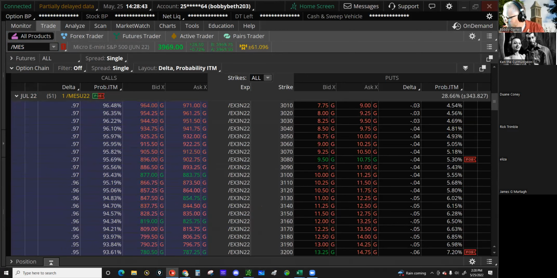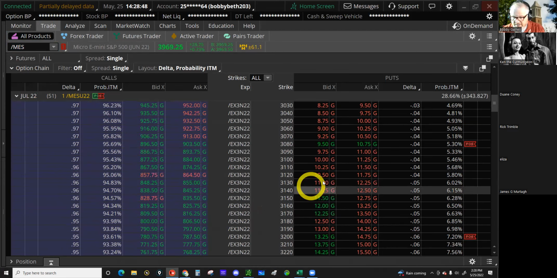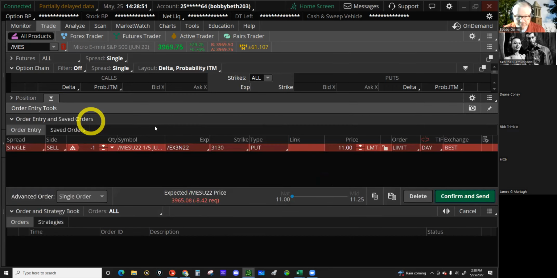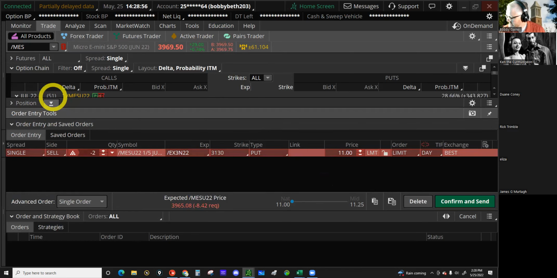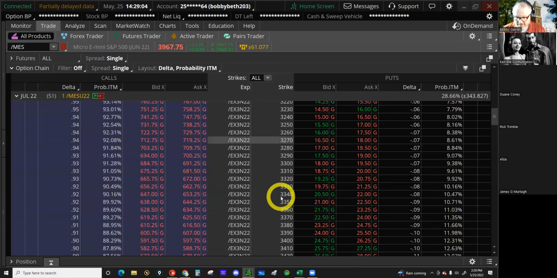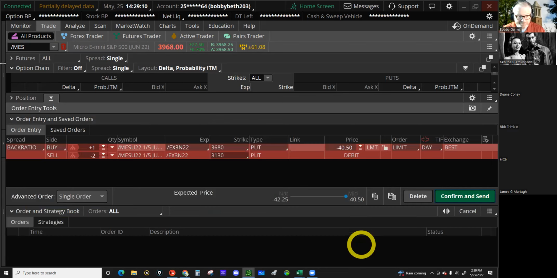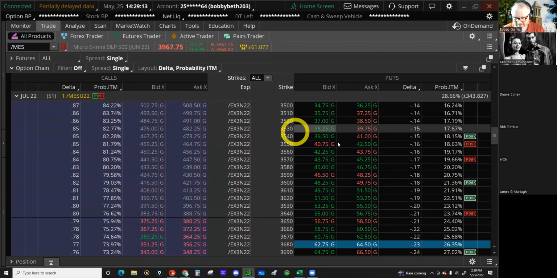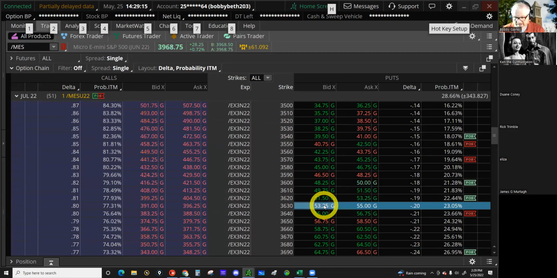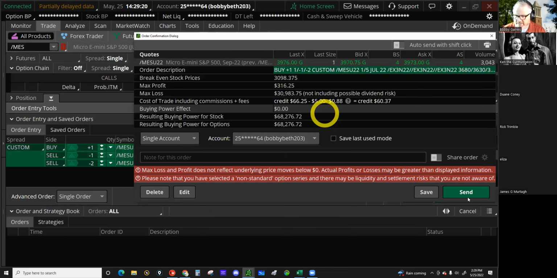Thing's huge. All right, so we're going to sell 2 of the 31.30s way down here, y'all. Look at that 6% probability being in the money. So let's sell us 2 of those. All right, so then we got to do a 36.80, 36.30. So we buy the 36.80, sell the 36.30. We got all these positions in there. We'll see if we can get a 13.50, 13.25 credit. Takes us 0 buying power.